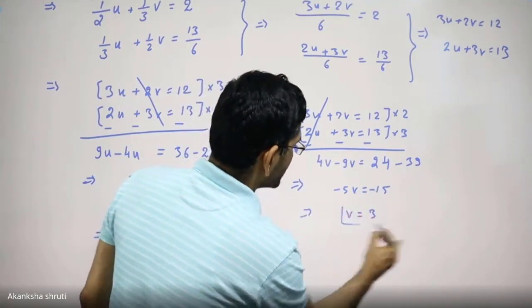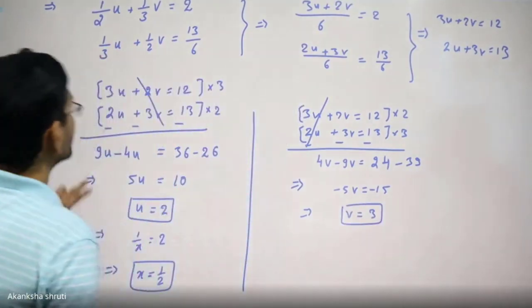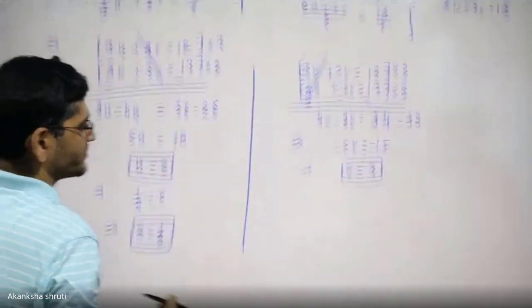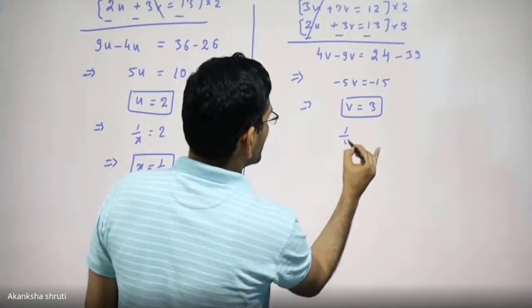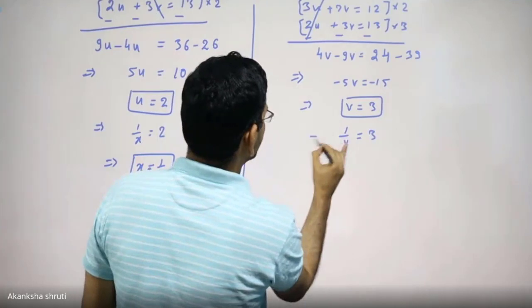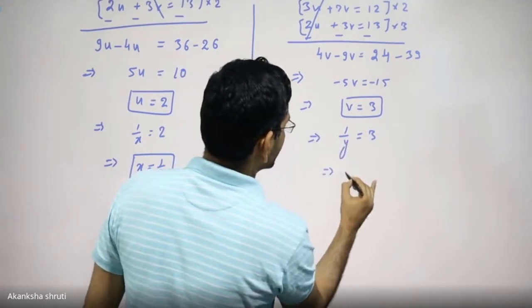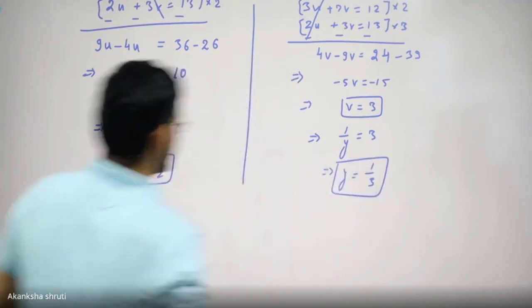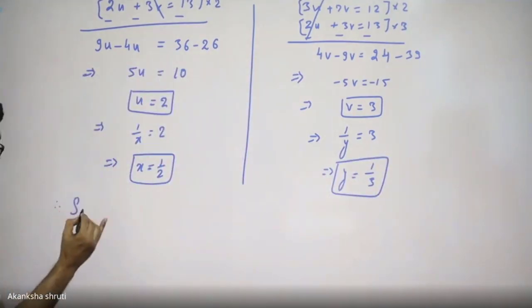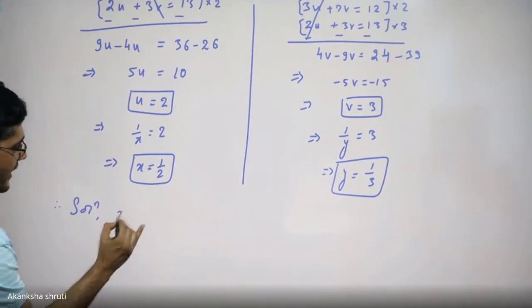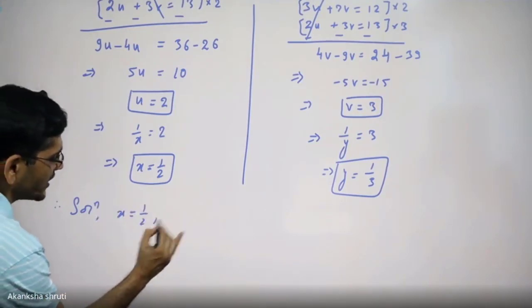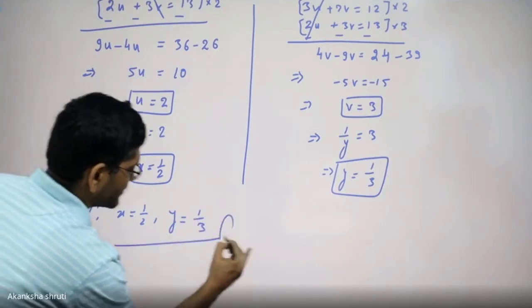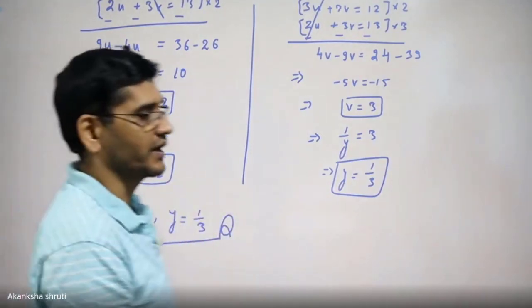Student, but this v is not the answer, because this v is 1 by y, what we have assumed. So this implies 1 by y is equal to 3. Taking the reciprocal again, it becomes 1 by 3. Therefore, the solution is x is equal to 1 by 2 and y is equal to 1 by 3. So this is the required answer.